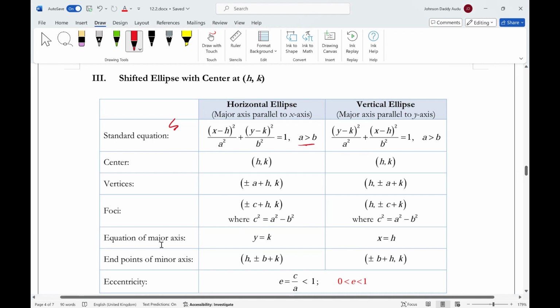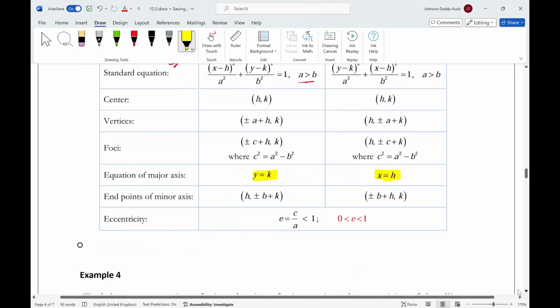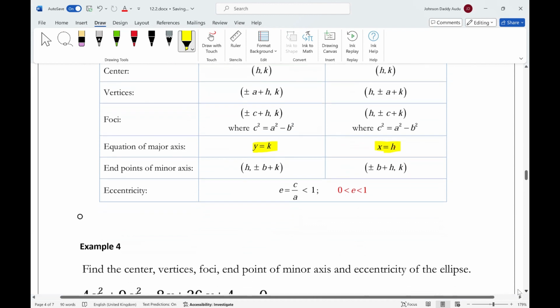And here you can see the equation of the major axis. The major axis is going to be y equals k if you are dealing with a horizontal ellipse, and it will be x equals h if you are dealing with a vertical ellipse. So just take note of this adjustment in the formulas. All right, so let's use this to answer some. The eccentricity is still the same way. Eccentricity is c over a, which is between 0 and 1.